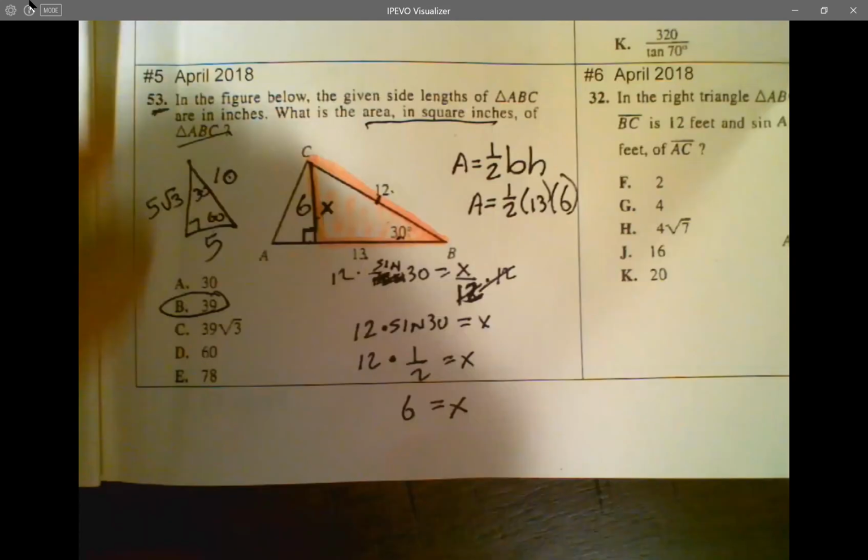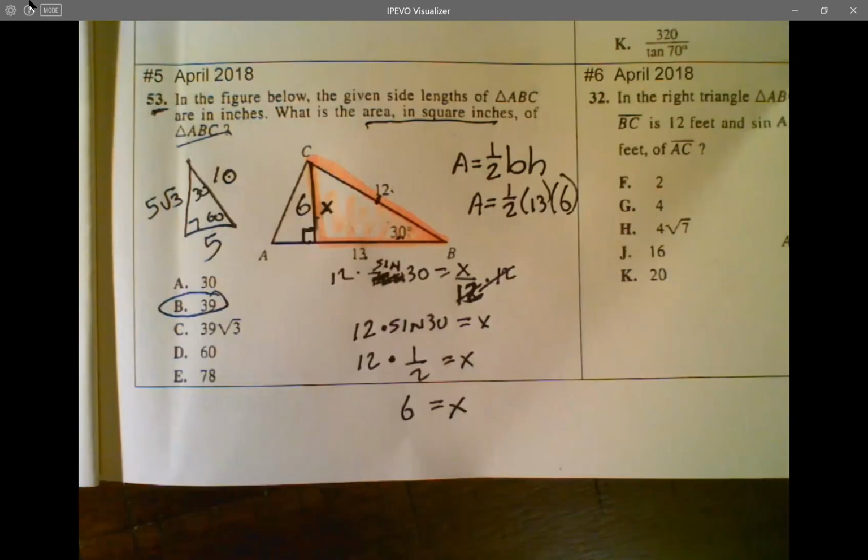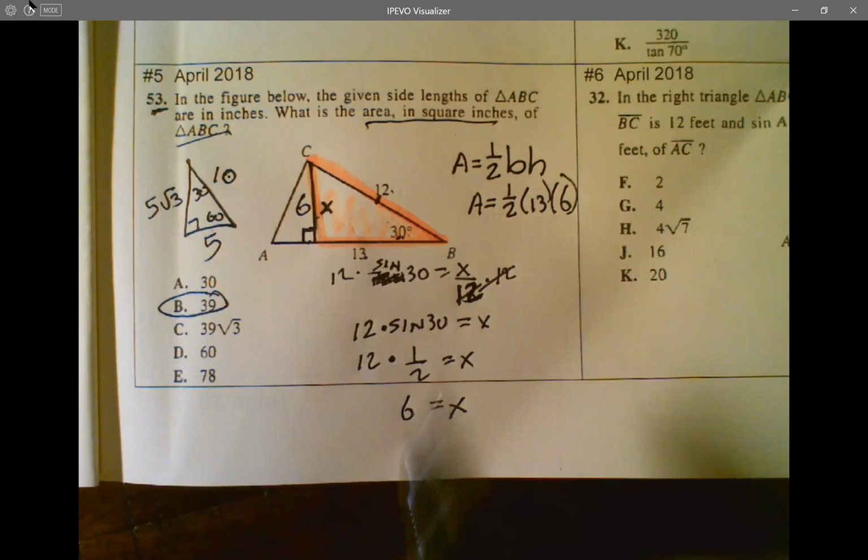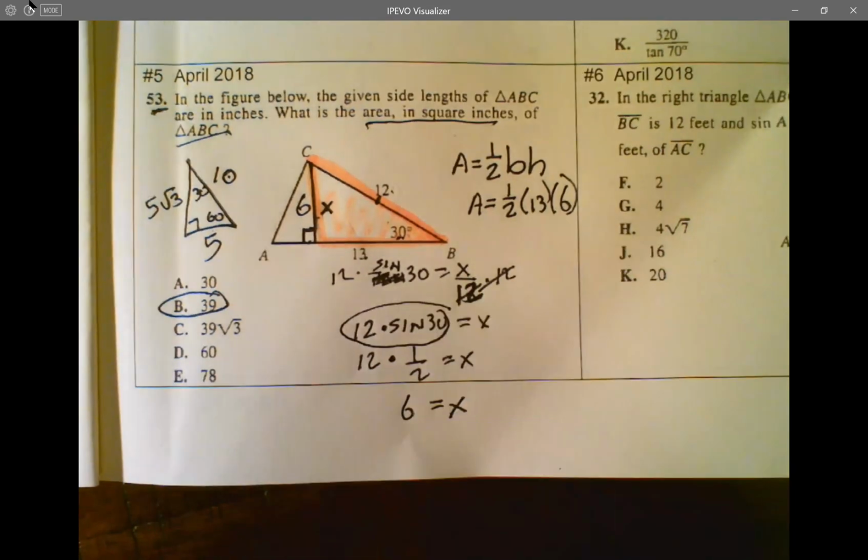Let's turn the page and do some more trig here. Oh, go ahead. Can you show us how to put one of these equations fully into our calculator? Sure, like this one? Yeah. Oh, absolutely. That's why we're here.